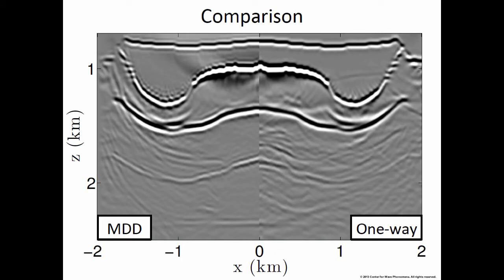This is the final comparison between, on your left, the result obtained by MDD and autofocusing, and on the right, the image built by one-way migration. Here, the improvement using our technique is really evident. You can see that all the ghost reflectors and the noise present in the image built by one-way migration are now gone in the image built by first retrieving the up and down wavefield and then cross-correlating, or retrieving the image by multidimensional deconvolution.